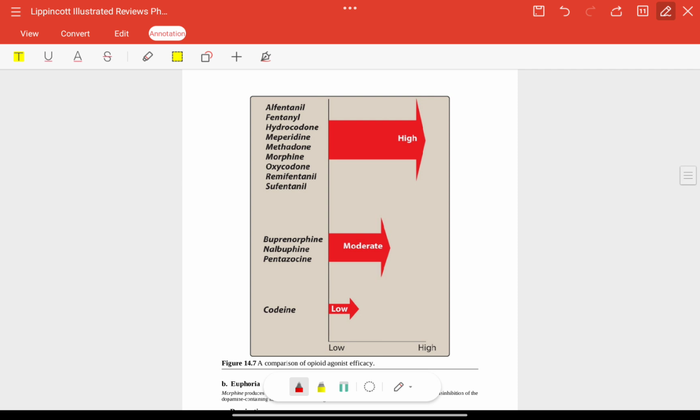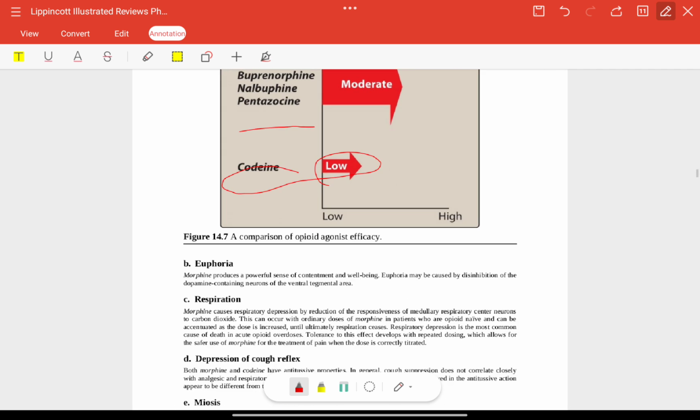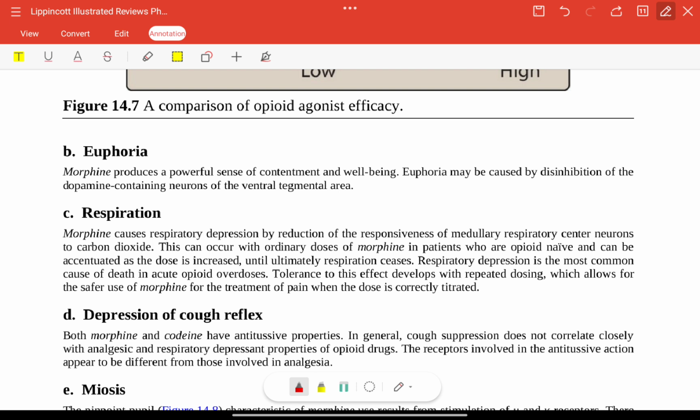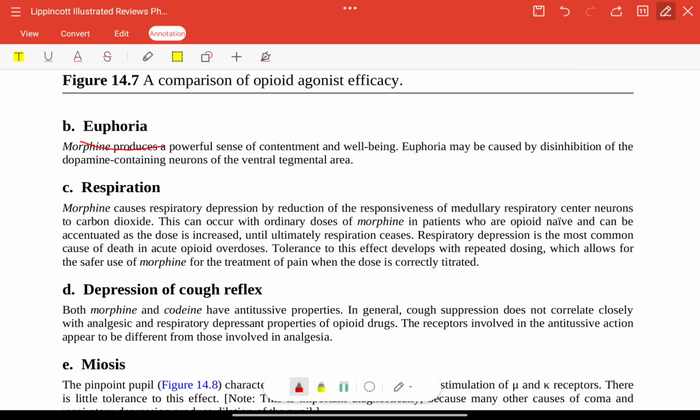Now, this is a comparison of efficacy. These all have higher efficacy than this, and codeine is the lowest efficacy. Now, morphine is also used for euphoria. It produces a powerful sense of contentment. That's why it is also abused.